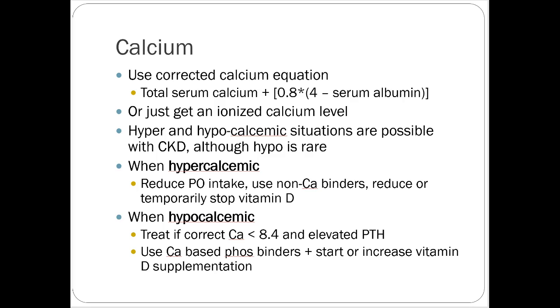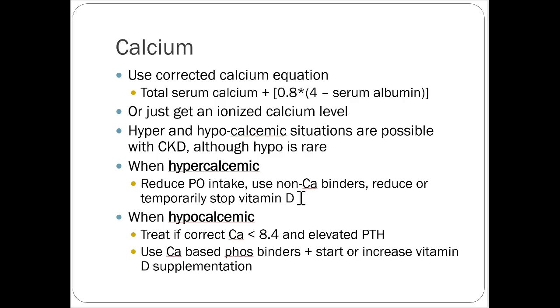If you are hypercalcemic, so if your calcium's high, you want to reduce your PO intake. You can use non-calcium phosphate binders, so sevelamer or lanthanum would be options there, and reduce or temporarily stop any vitamin D supplementation. Again, not commonly seen, but those would be your options. All of those are relatively easy things to do. You don't have to react aggressively to high calcium. You just stop or implement these things, and then it would slowly get lower on its own, and then you can resume therapy wherever you see fit.